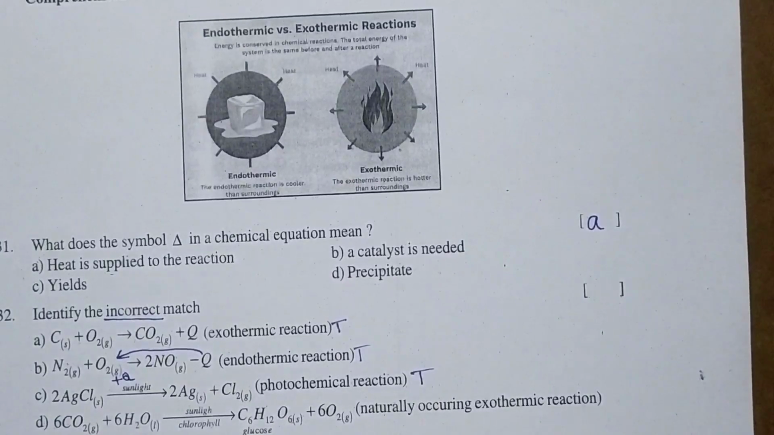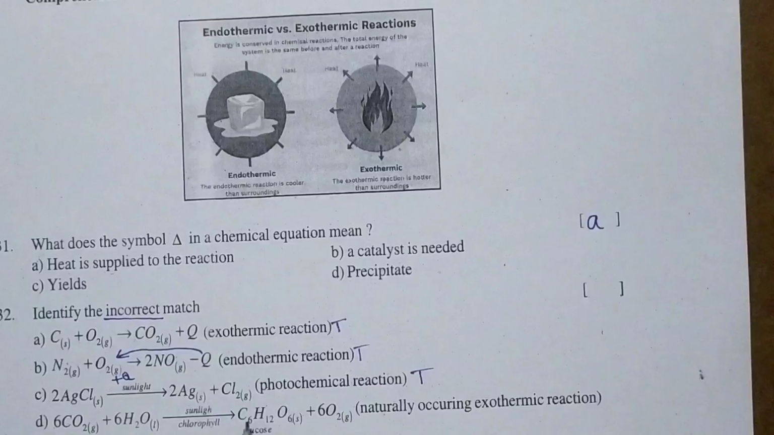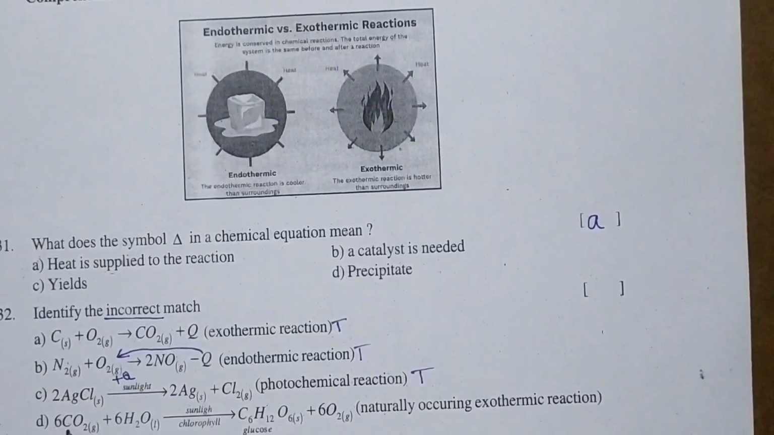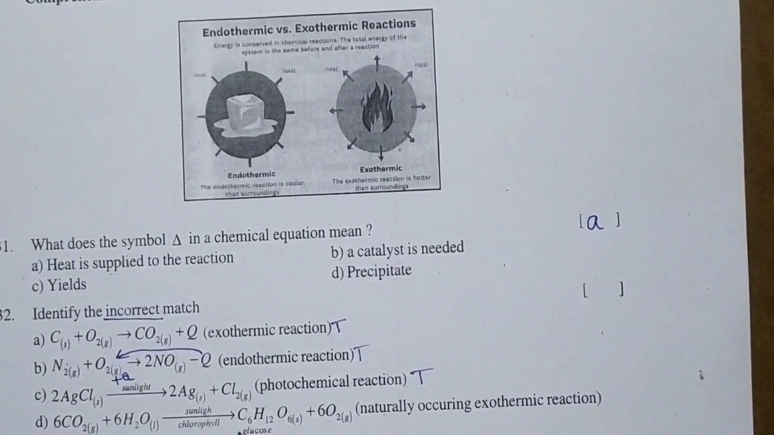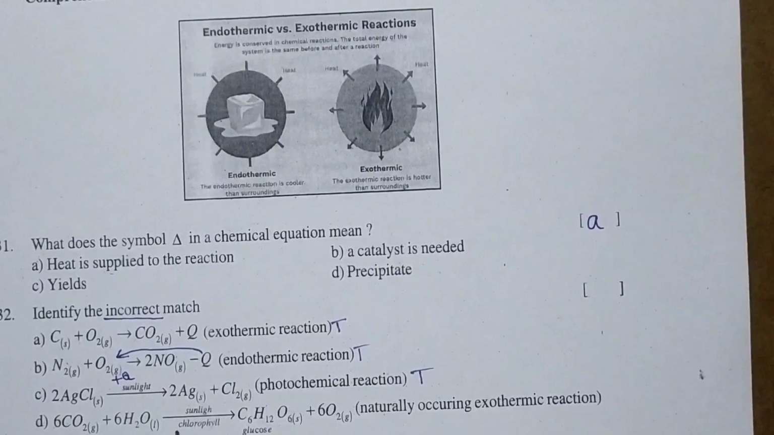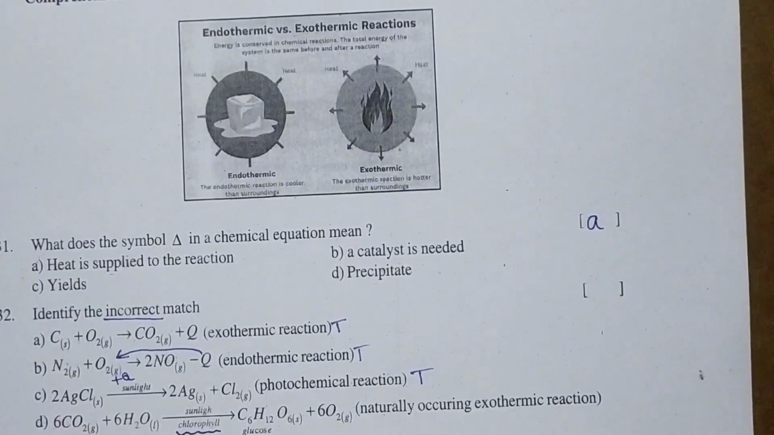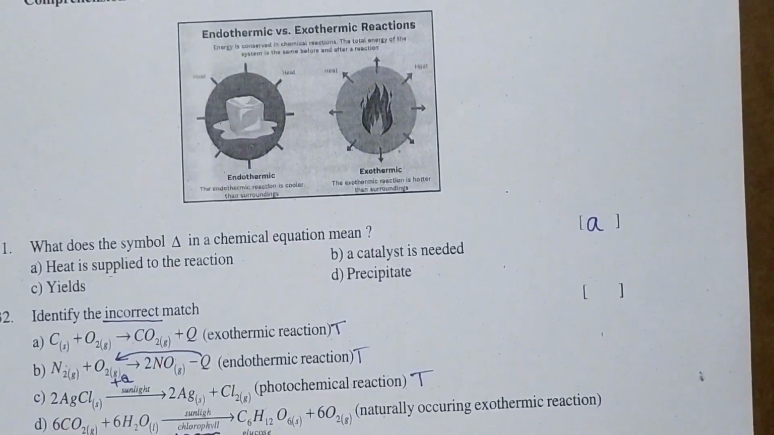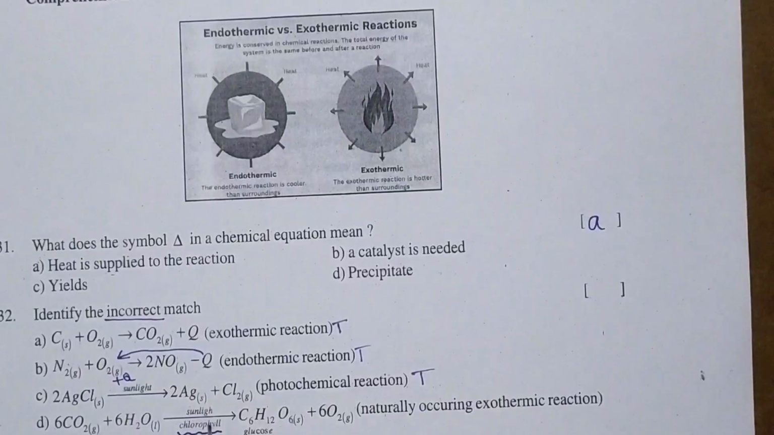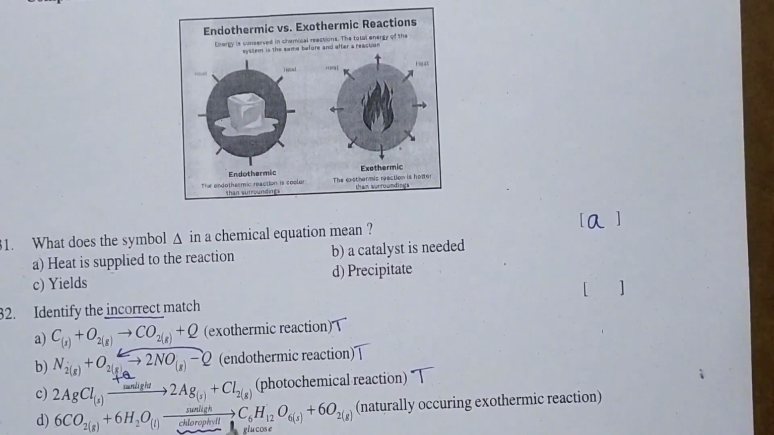Now let us see the last one. 6CO2 plus 6H2O gives rise to C6H12O6, this is glucose, and 6 times O2. So this is given as a naturally occurring exothermic reaction. Let us see what it means. CO2 plus H2O both give us glucose and oxygen. This is under sunlight and this is chlorophyll. That means this process is called photosynthesis. Actually, this can be observed in plants.